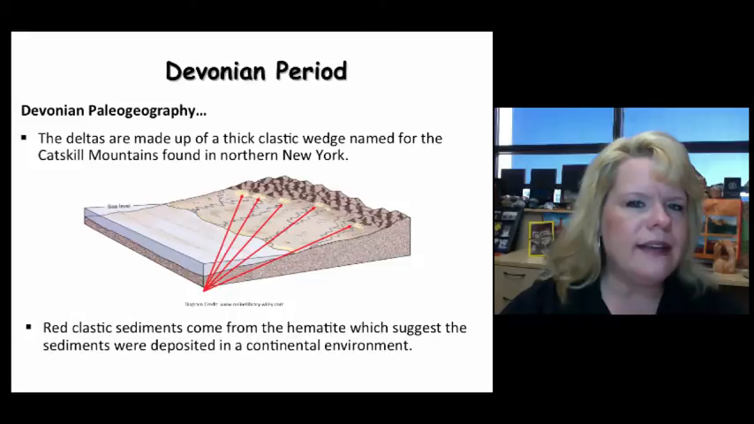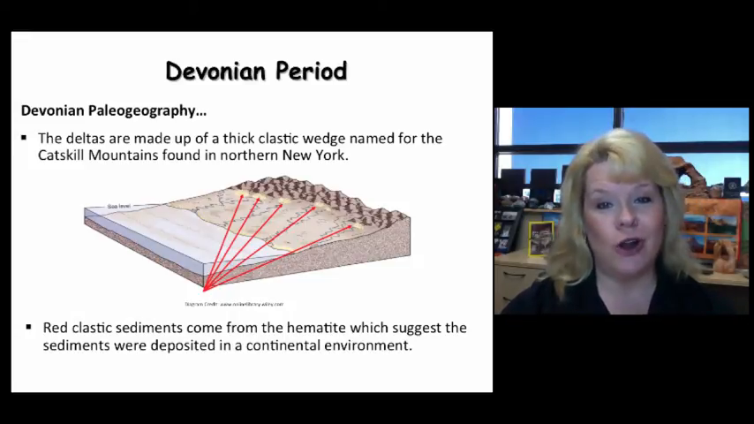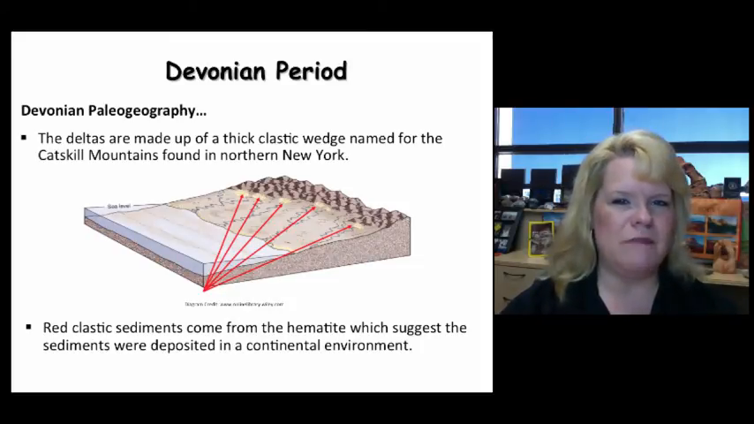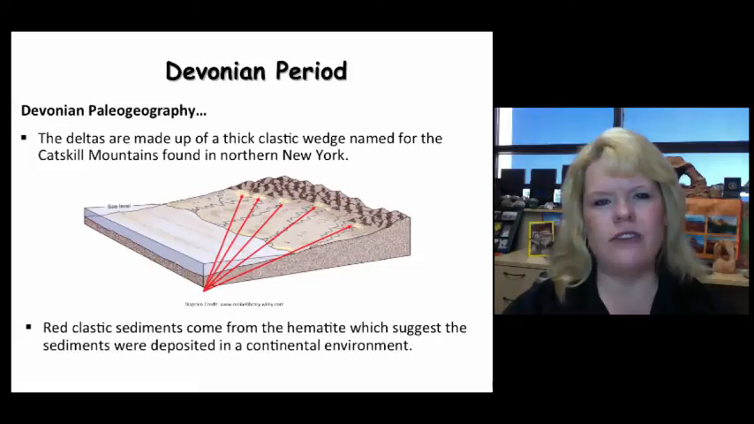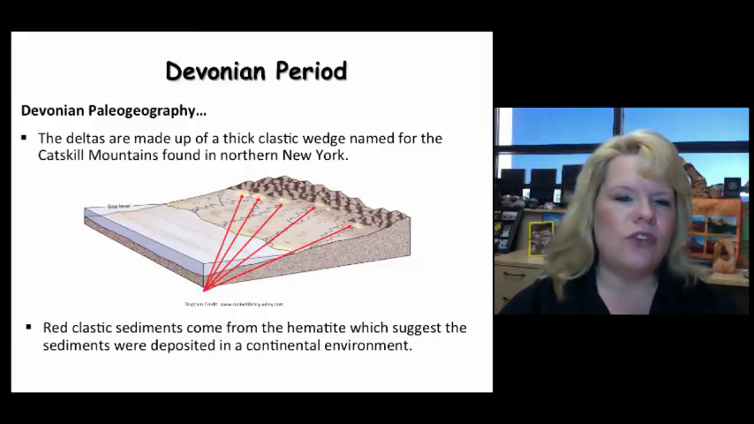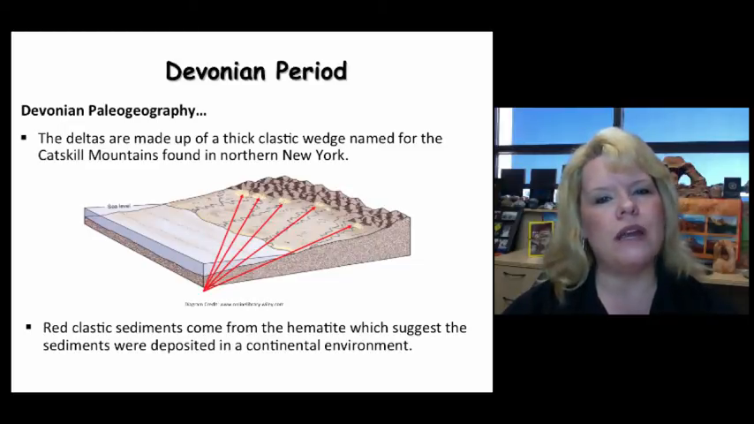So where does the red come from that makes these rock layers so distinctive in their color and morphology and characteristics? It comes from the mineral hematite. So you've learned about that in physical. Hematite is a mineral that stains rocks and it oxidizes. So this gives us a hint and a clue that these rocks were deposited in a continental environment and not a marine environment.